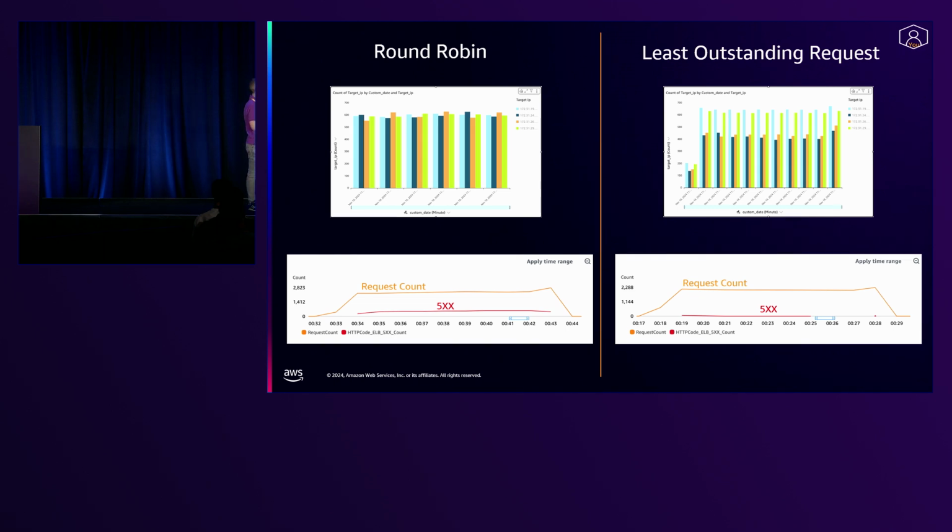Here, I'm comparing a load test using round robin and least outstanding requests. With round robin, it was easier for me to overwhelm those targets that had the least amount of capacity. So those targets were producing 5xx errors, 5xx errors that I couldn't see doing the same load test with least outstanding requests. And the reason is because my ELB was preferring to route requests to targets that were more capable to process those requests.